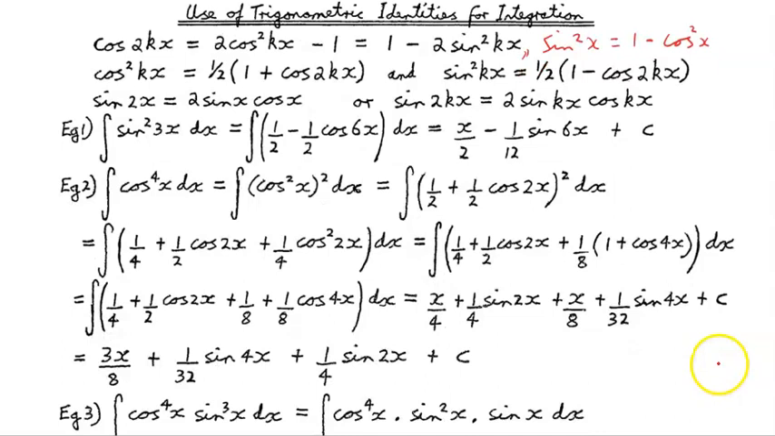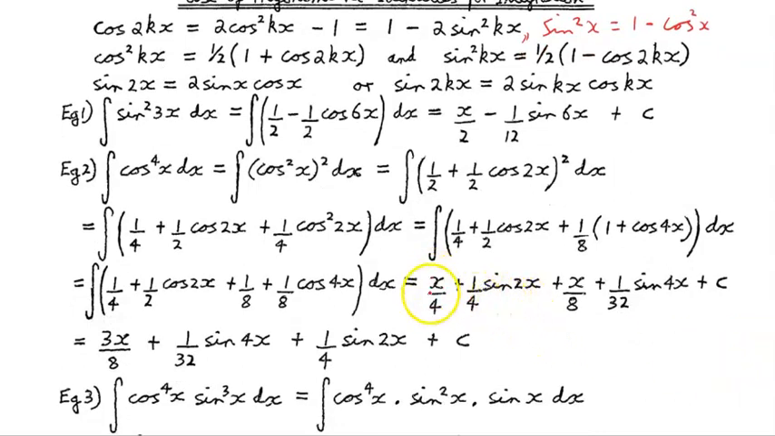Now we can tidy it up a bit. x on 4 plus x on 8 will give us 3x on 8. We're going to have 1 on 4 sine 2x here, and 1 on 32 sine 4x here.